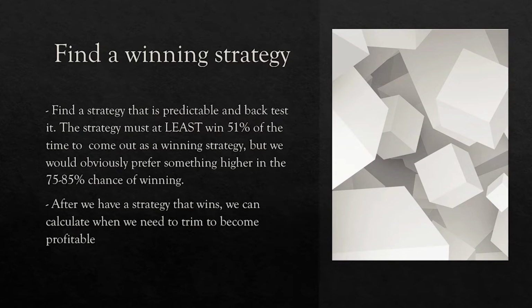Obviously, if we take 100 trades and we win 51 and lose 49, and we have a one-to-one risk reward, then we're going to come out making money. Obviously, we don't want to have to make 100 trades to come out 2 trades profitable, so we would prefer something a little bit more in the range of 75 to 85%. After we have a strategy that wins, we can calculate when we need to trim to become profitable.